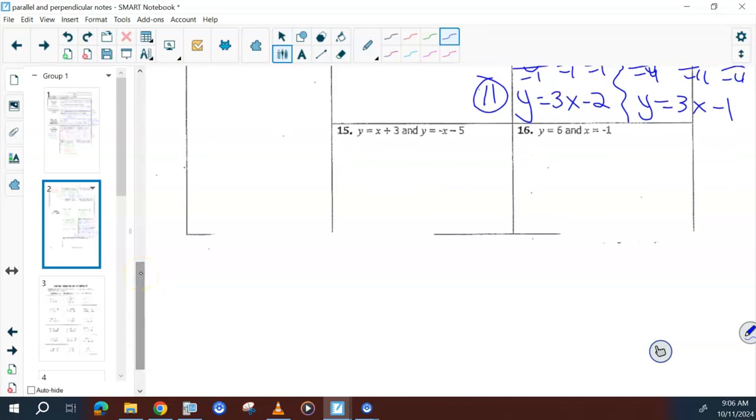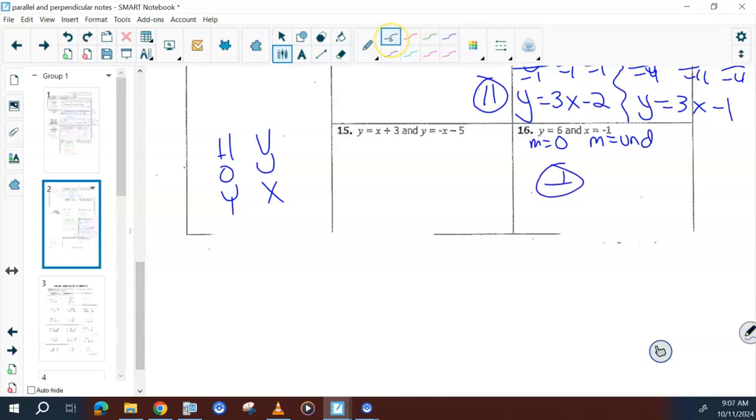This is a y equals and an x equals, so we have to remember what type of slopes each has. If this is a y equals, what type of slope does that have? It is a horizontal line. What type of slope does it have? 0. What about an x equals? It's undefined. So 0 and undefined are parallel, perpendicular, or neither? Perpendicular.